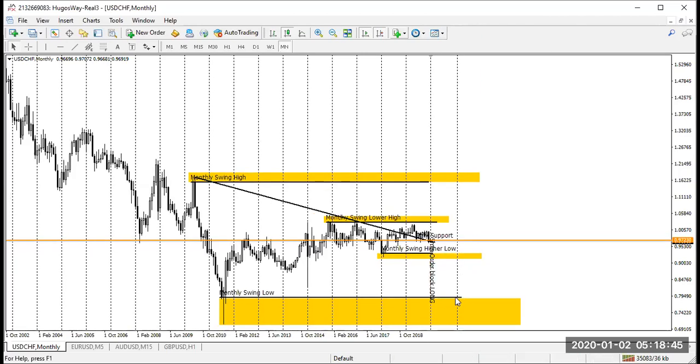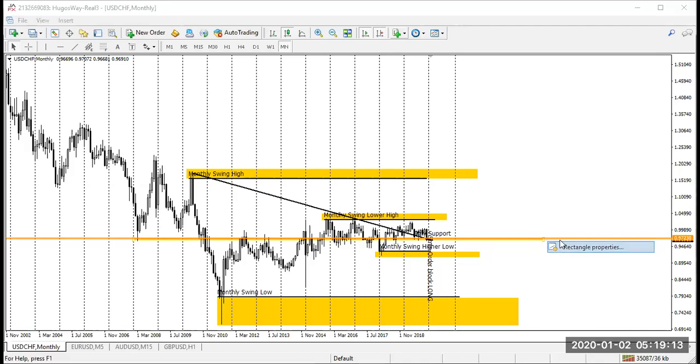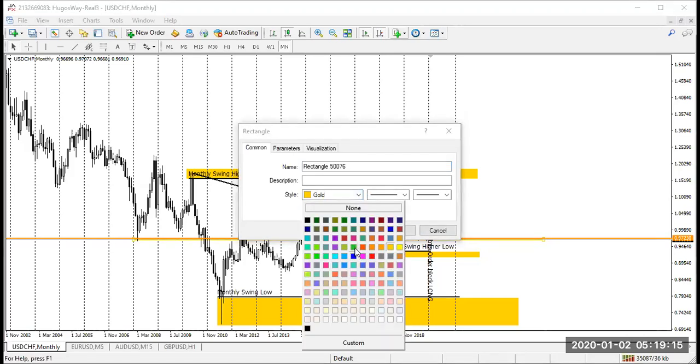Okay, so now we're inside of an even deeper, tighter range. I was able to connect this swing high with this lower high here, and form a trend line. Also forming a slight median area right in here. I changed that color so we know that's the median area.